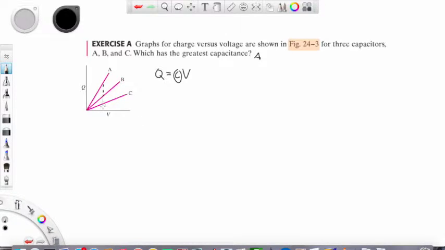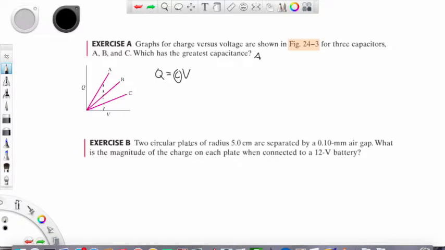And we can also see that if we want to have a certain voltage over the capacitor, A requires the most charge, which is consistent with this expression.